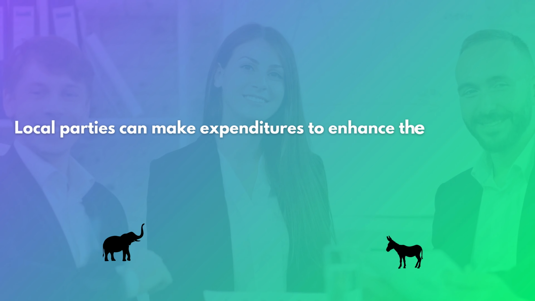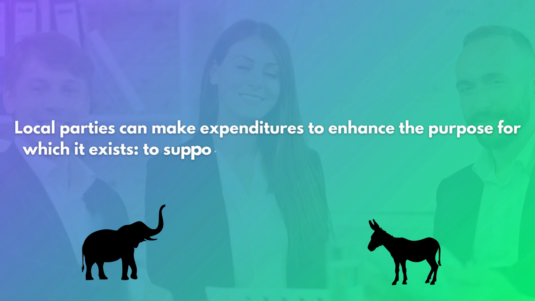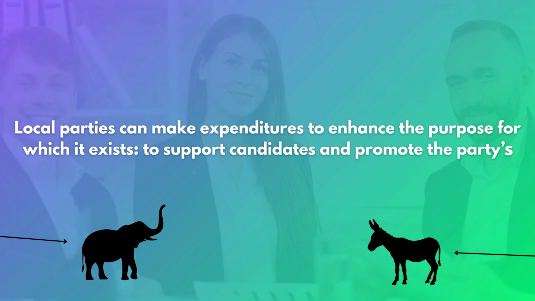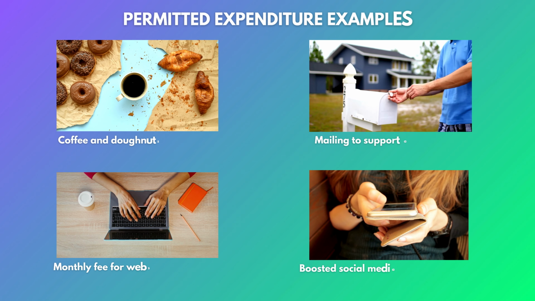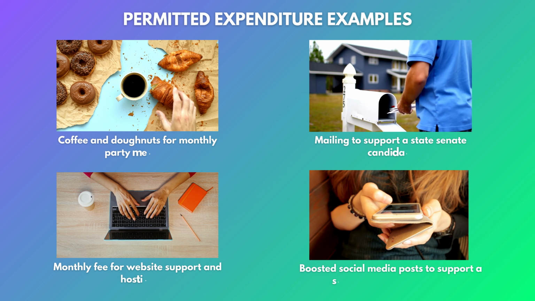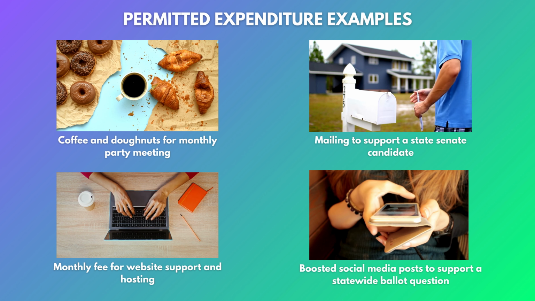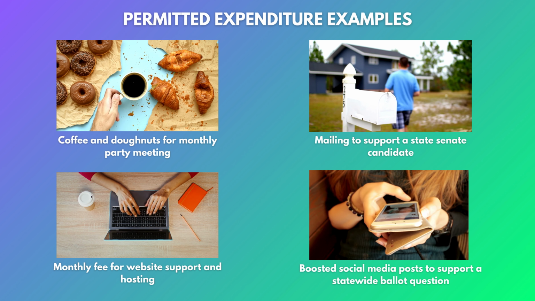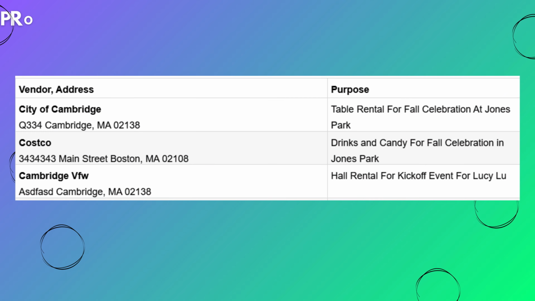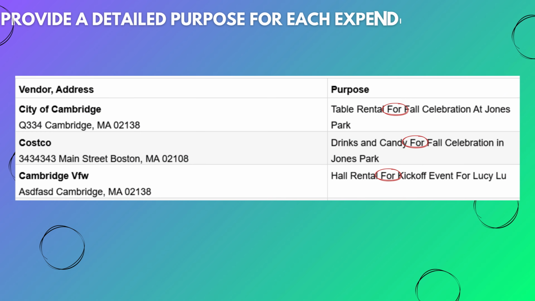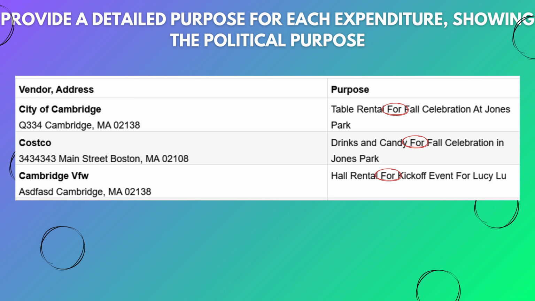Local parties can make expenditures to enhance the purpose for which it exists, to support candidates and promote the party's ideas and platform. Parties may make expenditures for meetings, mailings, technology, and outreach. Provide a detailed purpose for each expenditure, showing the political purpose.